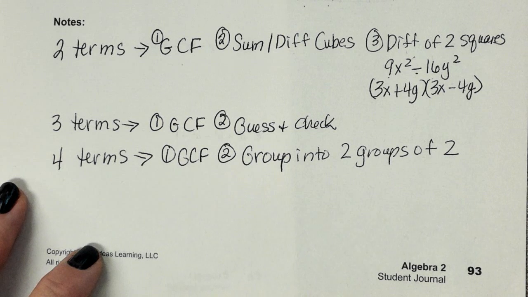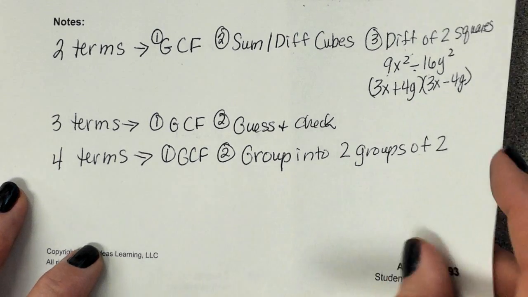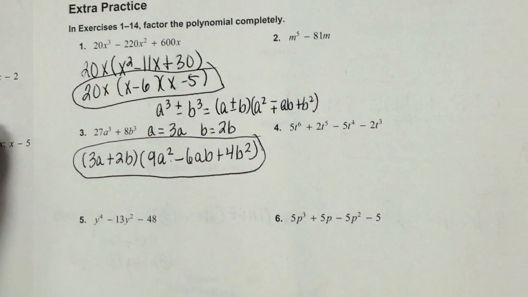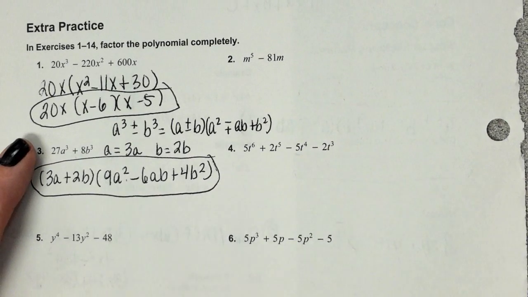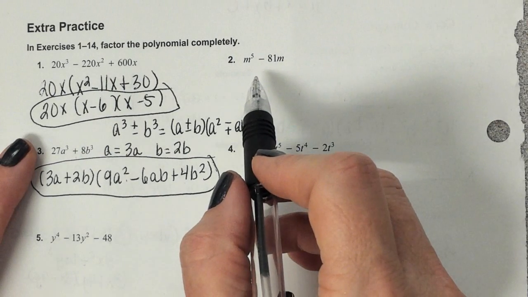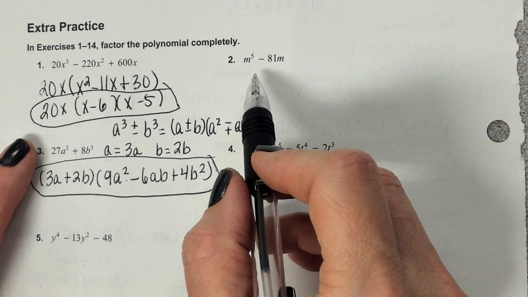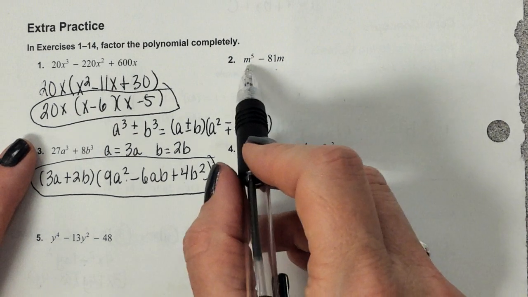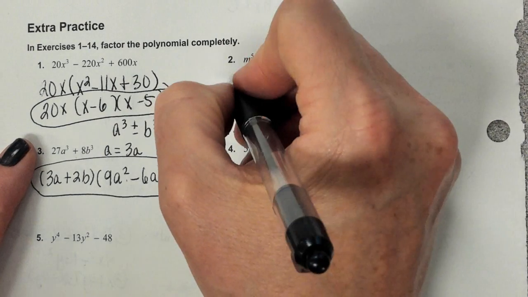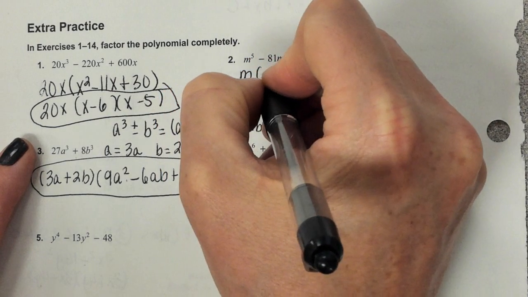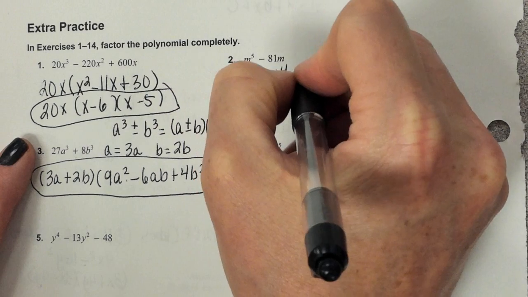All right, so these are the things we're going to be keeping in mind. In order to have something completely factored, nothing can be factored further. Let's go over to the back now. Let's look at number 2. The first thing we always want to look for is the greatest common factor. So something that these can both be divided by. So I would take out an m, and I would be left with m to the 4th minus 81.